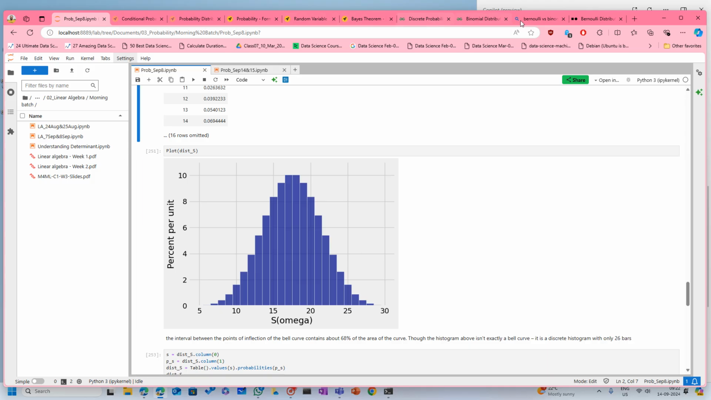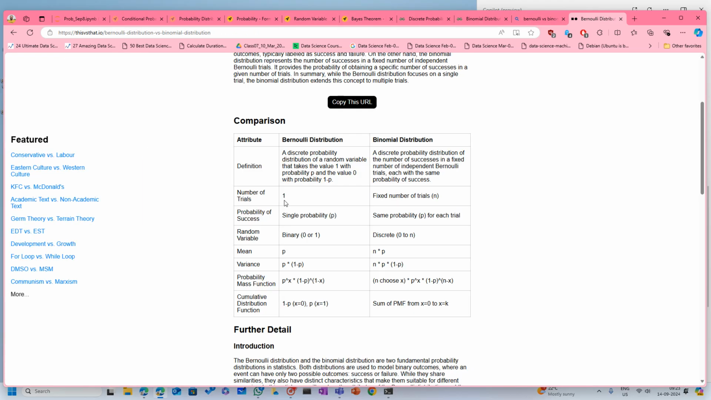And Bernoulli on the other hand, you will calculate the distribution only once. For example, you wrote an exam only once, that will be a Bernoulli distribution. Here it is a single probability, but in binomial it is the same probability for each trial. That means if you keep on tossing coins 100 times, each time the probability of you getting heads will be 50% only, because the next result is not dependent on the previous result. So that is the difference.